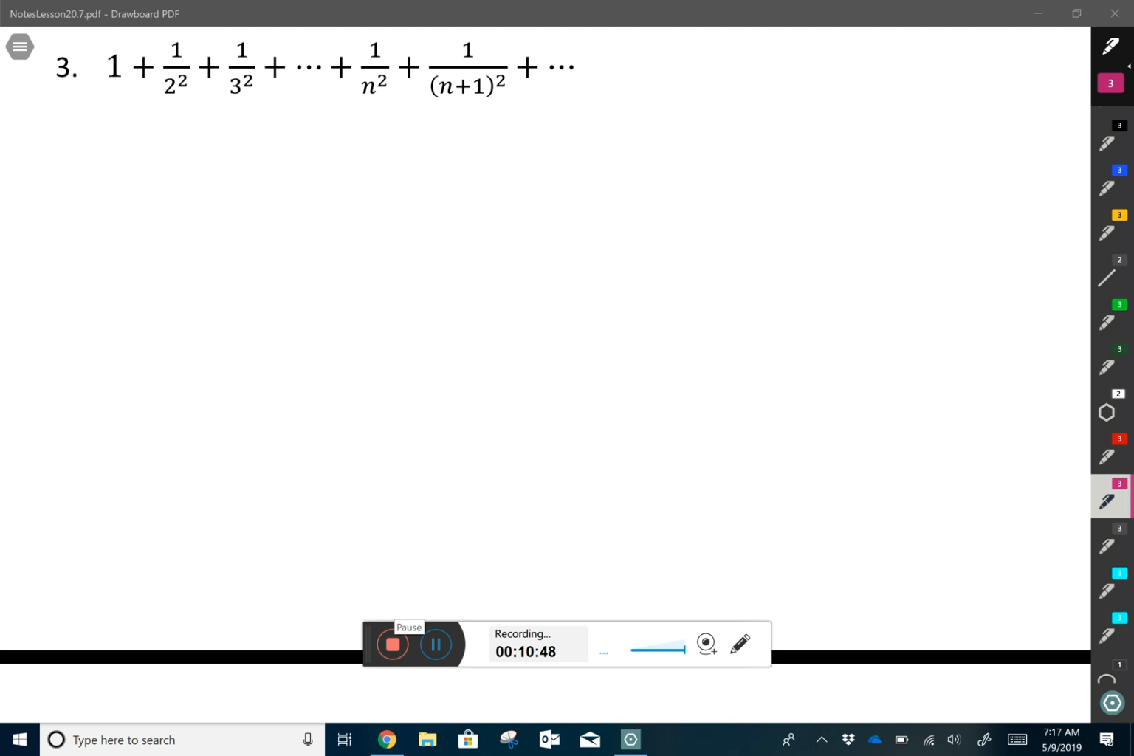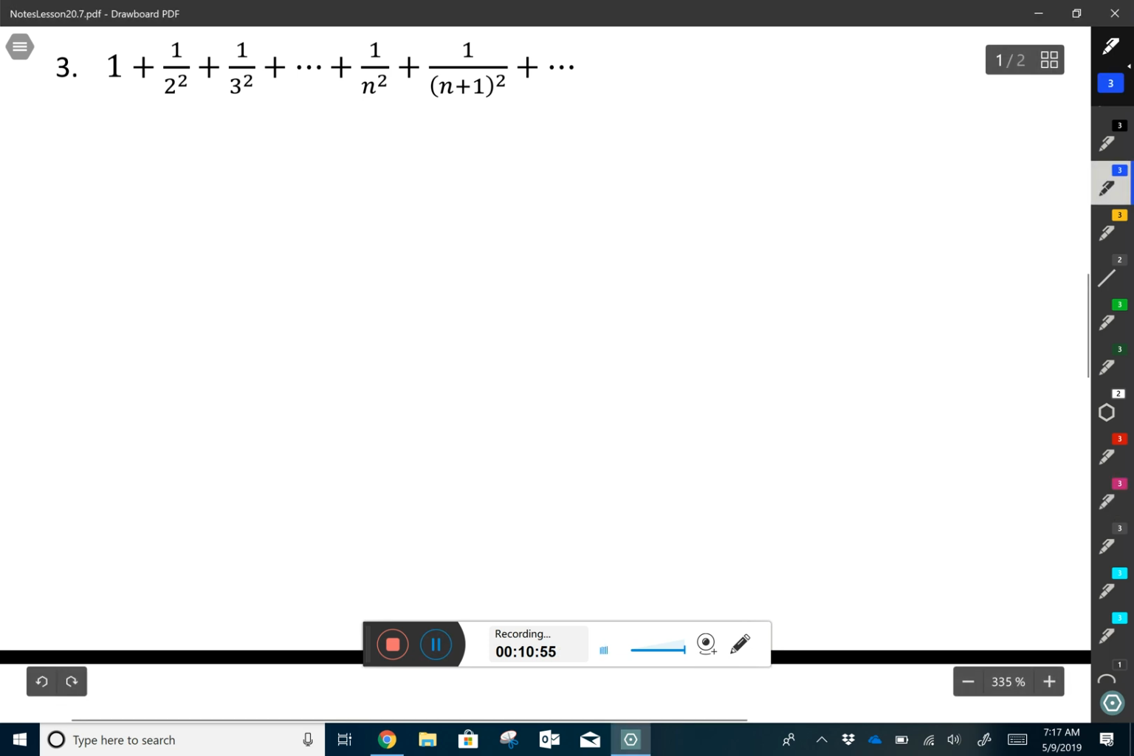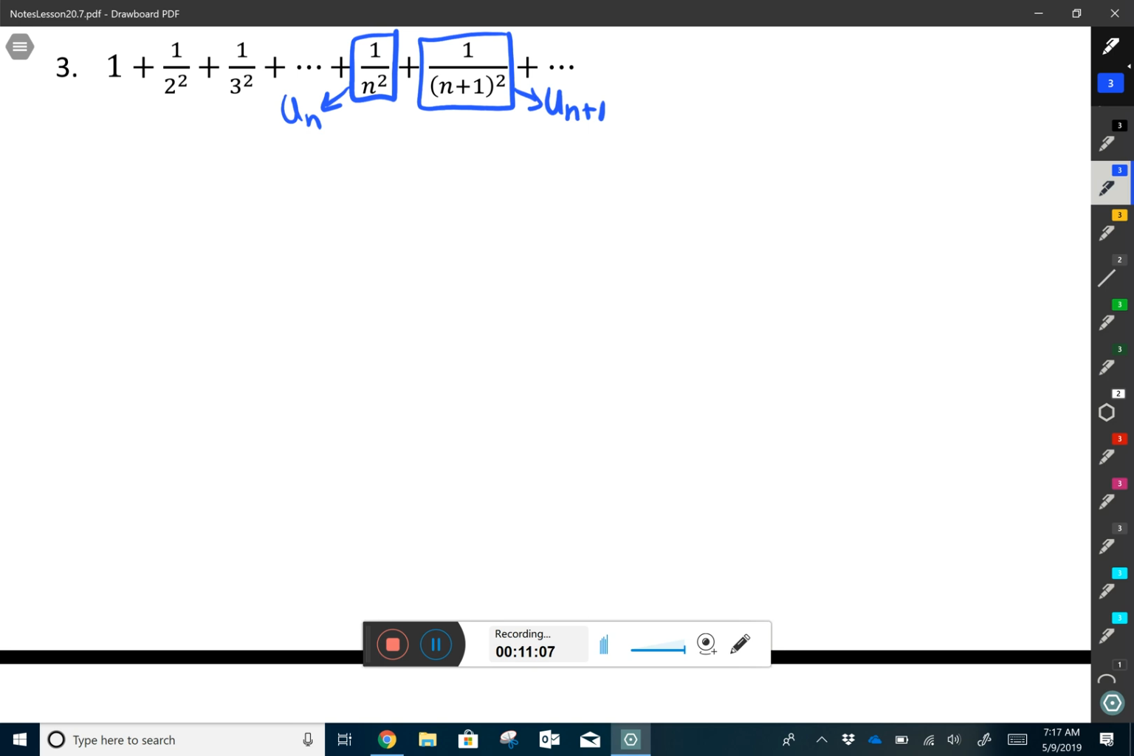Okay, so on number 3, it's actually expanded out already, so you can see the nth term and the n plus 1th term. And so we can use this here as our u sub n, and then this here will be our u sub n plus 1. You could also use 1 over n plus 1 quantity squared as your u sub n, and then your u sub n plus 1 would just be 1 over n plus 2 quantity squared. That would also work. But those two terms match, and then the first one you can use as your u sub n, the second one you can use as your u sub n plus 1.